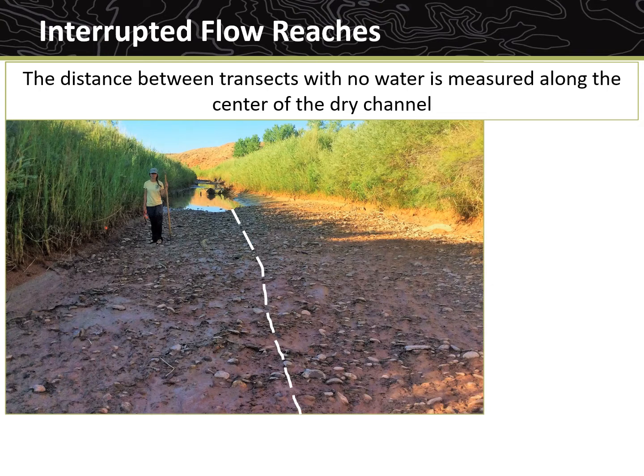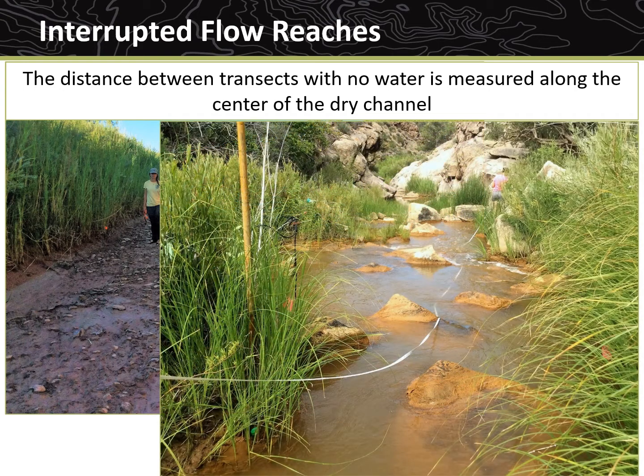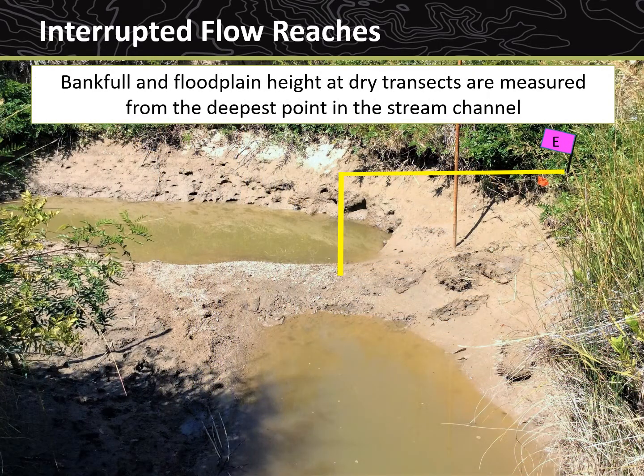For example, when setting up a reach with interrupted flow, the distance between transects where there is no water present is measured along the center of the dry channel. In contrast, in areas that have water, transect spacing is measured along the thalweg. Another example is at interrupted flow reaches. Bankfull and bench height at dry transects are measured from the deepest point in the stream channel along the transect.